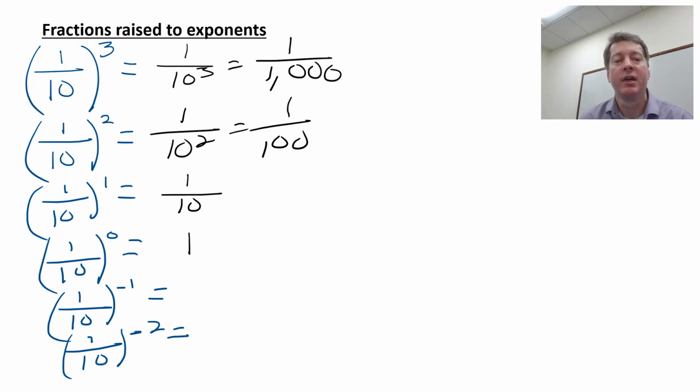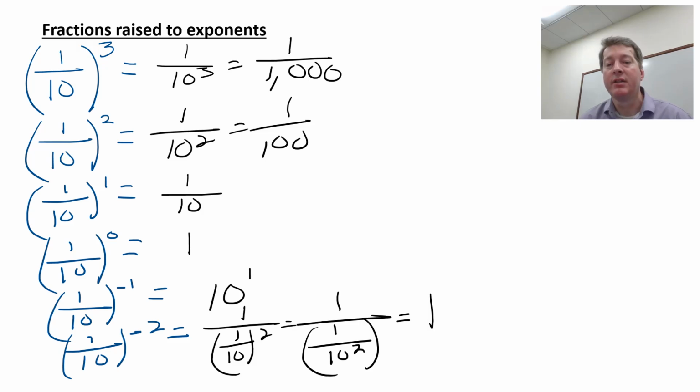So the rule is, if you raise a fraction to a negative exponent, instead of 1 over 10, I'm going to have 10. And instead of negative 1, I'm going to have 1. 1/10 to the negative 2 is 1 over 1/10 to the positive 2. That is 10 squared.